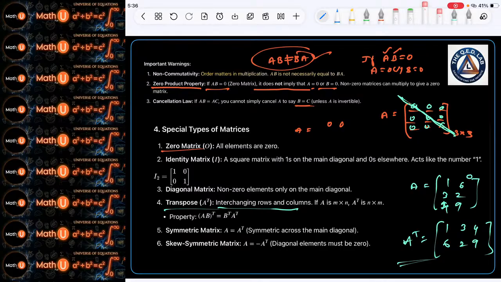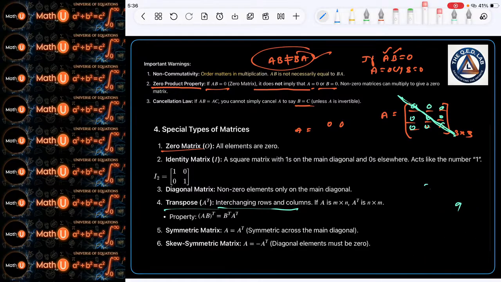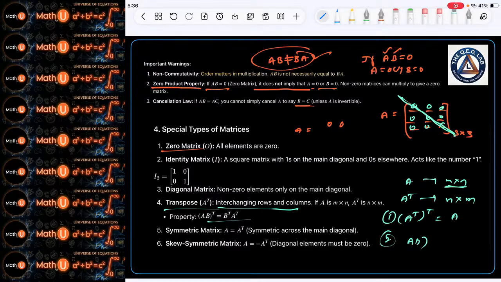Okay, this is very important, you should remember this one. Suppose A is of order m by n. If you take the transpose, the order will change to n by m. You should remember some properties. A transpose whole transpose is equal to A, and the second one, AB whole transpose is equal to, you should take ulta, reverse order, B transpose into A transpose. This is a very important property.